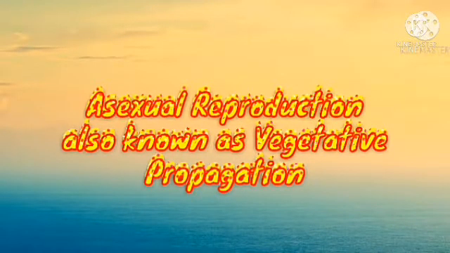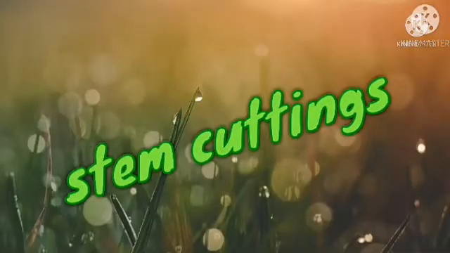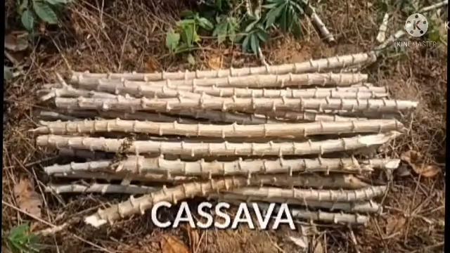Asexual reproduction is also known as vegetative propagation. This involves the use of only one parent, only one organism, to reproduce an offspring. This occurs basically in some plants, in which a single part of the plant is used to produce another organism. For example, we have stem cuttings, in which the stem is used for planting to produce a young one.